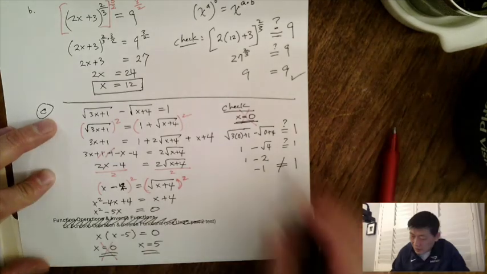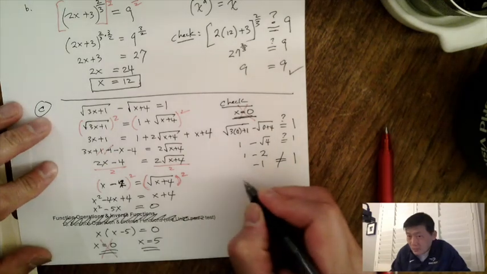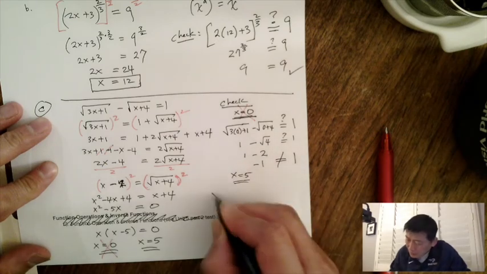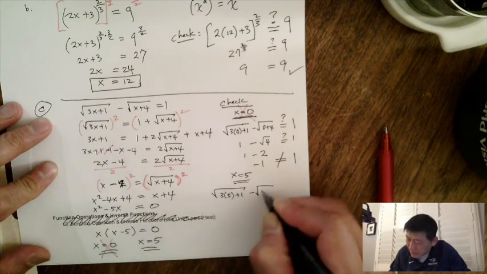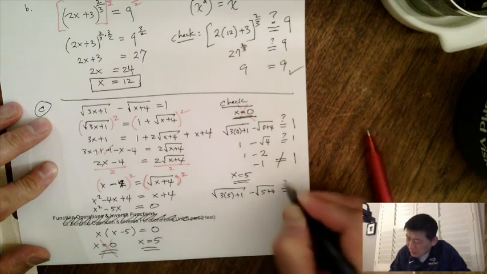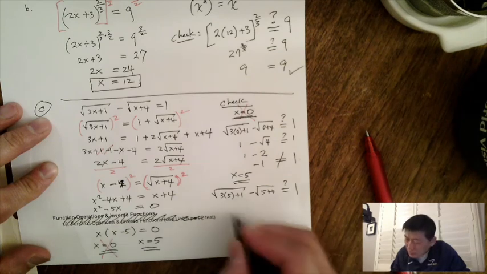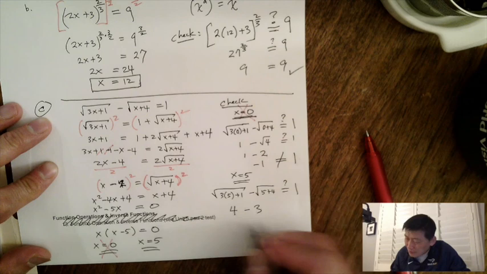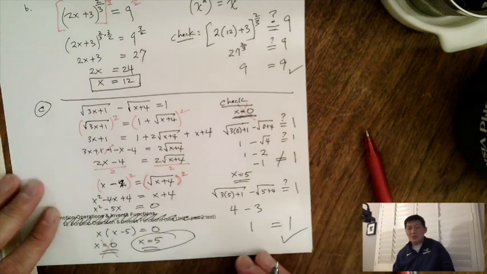Now let's check x equal to 5. I'm pretty confident that x equal to 5 is indeed the answer, but what do I know, right? So the square root of 3 times 5 plus 1 minus the square root of 5 plus 4. Is it equal to 1? Well, over here we end up with 3 times 5, 15, plus 1, 16. The square root of 16 is 4, minus the square root of 9, which is 3. 4 minus 3 is indeed 1. So yes, x is equal to 5.